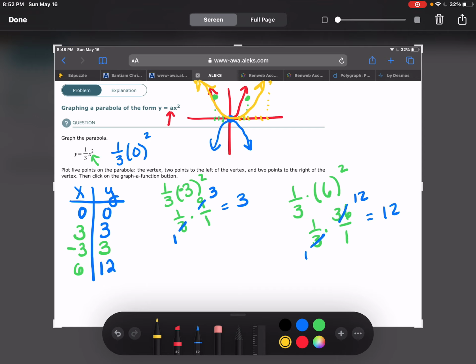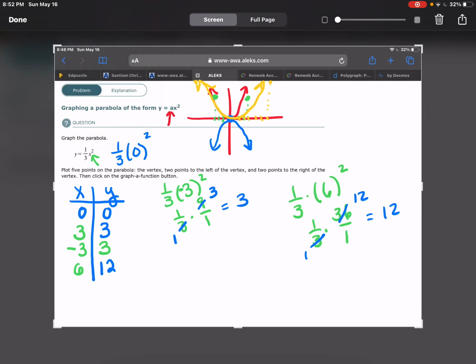When you put it into the equation, or I don't know, I was thinking about something else, sorry.